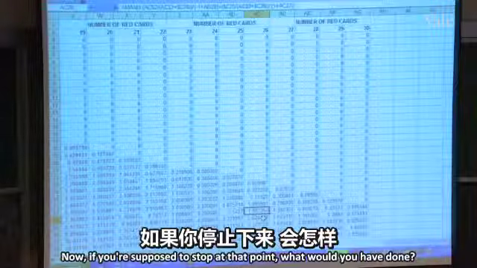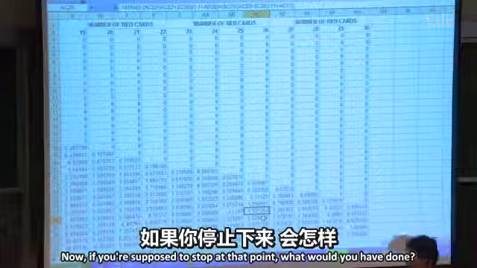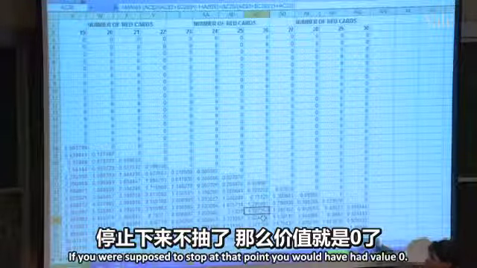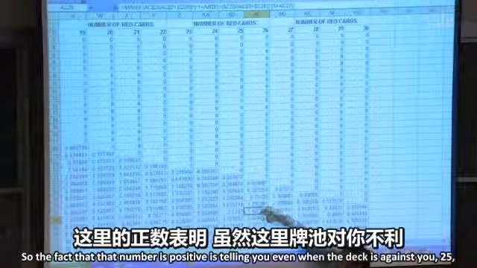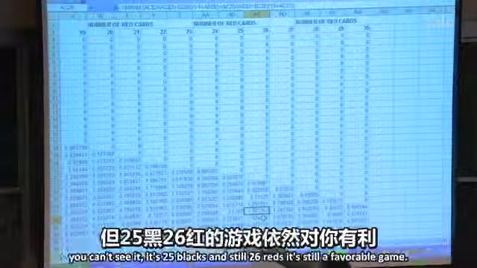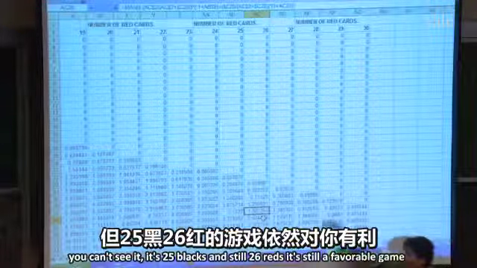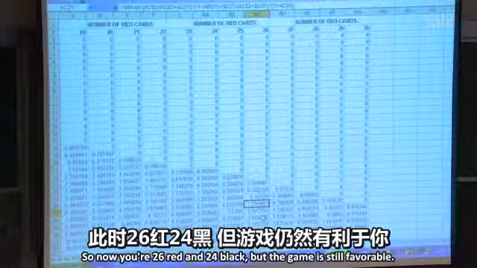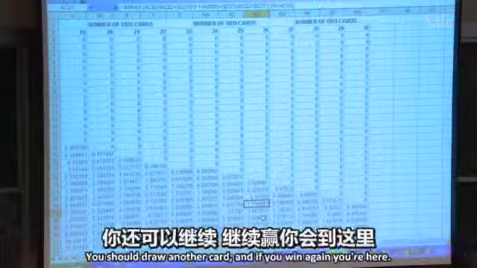Now, if you were supposed to stop, you would have. If you were supposed to stop at that point, you would have had value 0. So the fact that that number is positive is telling you, even when the deck is against you, 25 blacks and still 26 reds, it's still a favorable game. You should draw a card. And if by some miracle you won $1, you would have moved to here. So now you're 26 red and 24 black, but the game is still favorable. You should draw another card.